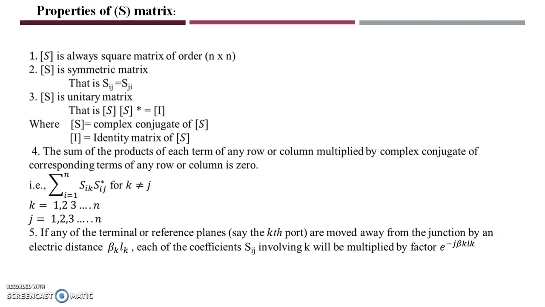And fifth, if any of the terminal or reference planes are moved away from the junction by an electrical distance, that is beta k lk, each of the coefficients Sij involving k will be multiplied by the factor e raised to minus j beta k lk. So the first 4 properties are very important. They are used to find the relationship between incident power at the different ports for different types of T junctions. So you have to apply the scattering matrix to find the relationship between incident and reflected power in various T's.